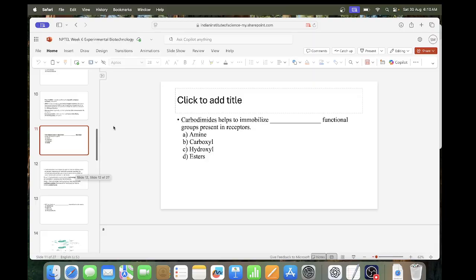The next question is, carbodiimides help to immobilize dash functional groups in receptors: amine, carboxyl, hydroxyl, and esters. You can take a couple of minutes to think about this question, and then we'll look at the right answer.